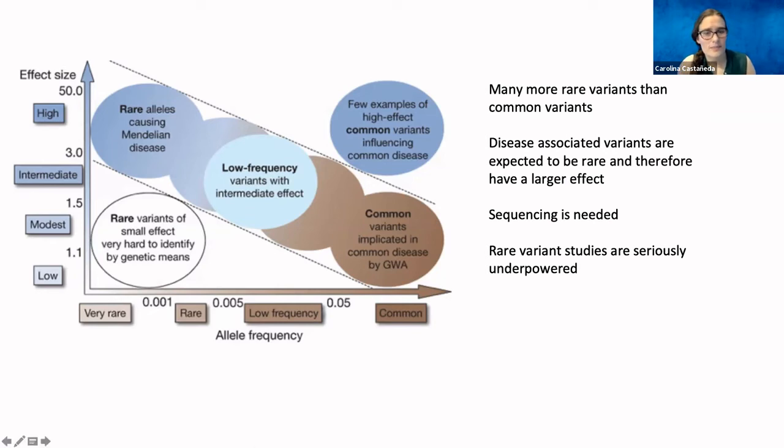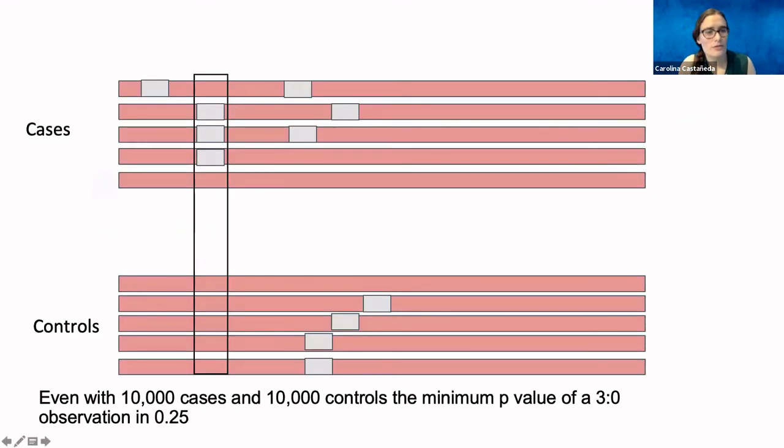So let me give you an example of this. Let's say you have a cohort of cases and a cohort of controls, right? And let's say you have this variant here, the one that is inside the square. And you see that this variant is more common in cases than it is in controls, because you can see that there are 3 cases that carry it and no controls have it. In order to know if this is true, even if you have 10,000 cases and 10,000 controls, the minimum p-value that you're going to get from a 3 to 0 observation, which is what we're looking at, is 0.25. This means that it won't even reach nominal significance. And this makes it very difficult to associate these rare variants to a disease.